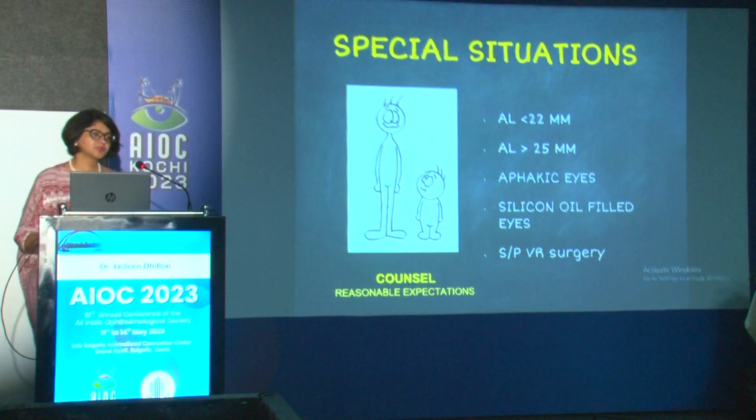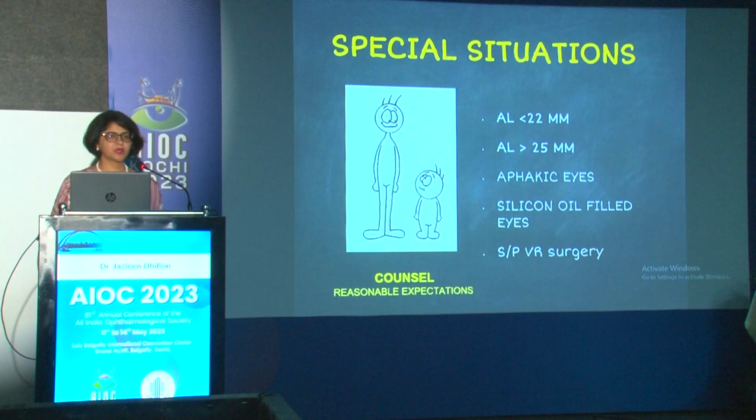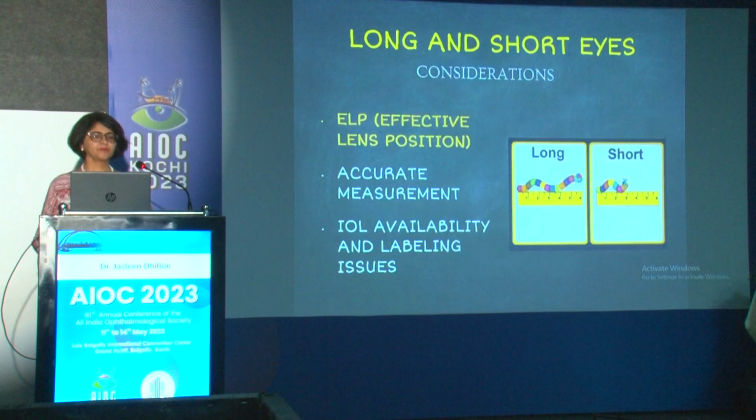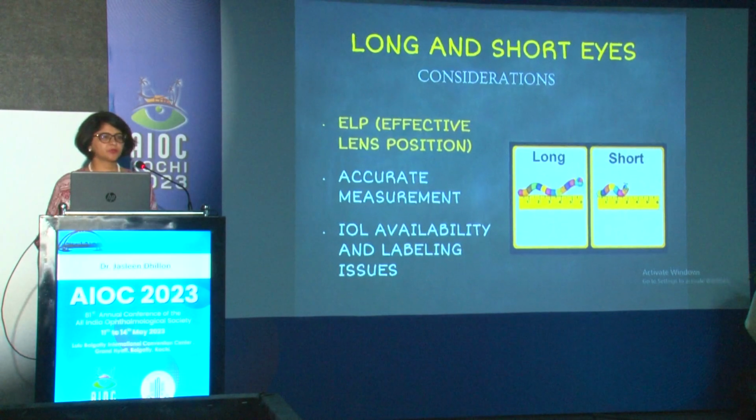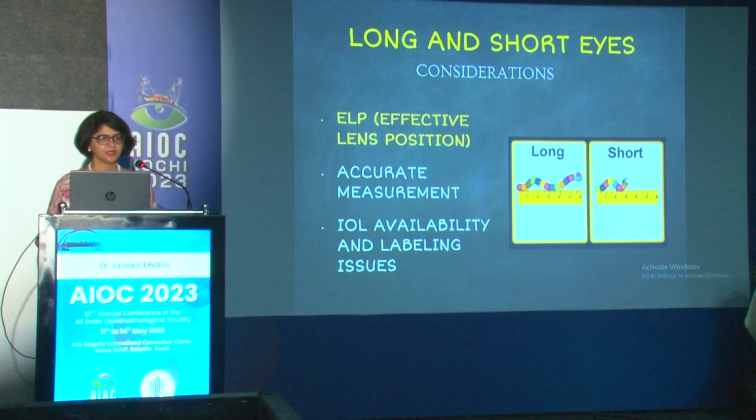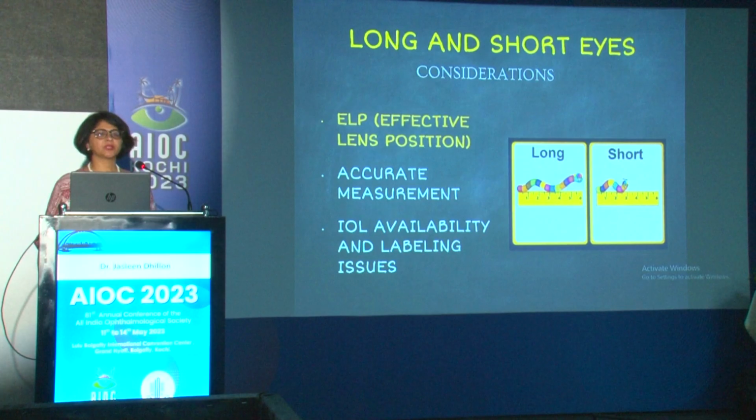First of all, we must counsel the patient that no matter how accurate and repeatable the measurements we take, you may still land up with a slightly off-mark IOL power. And this is very important so that the expectations are kept within that limit. So why does this happen? When you have an eye which is either very long or short, the effective lens position cannot be predicted that accurately. And secondly, the measurements may not be very accurate.